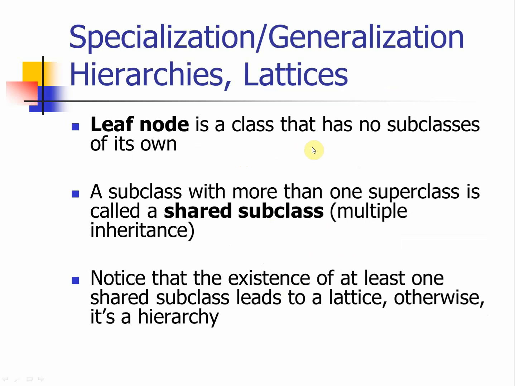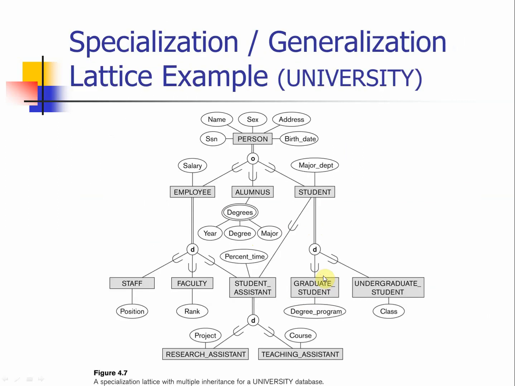So a leaf node is a class that has no subclasses of its own, which is exactly the same concept we discussed in the tree structure. A subclass with more than one superclass is called a shared subclass, and that will cause multiple inheritance. Notice that the existence of at least one shared subclass leads to a lattice. Otherwise, it's a hierarchy. So you can see that in this picture, it talks about a person.